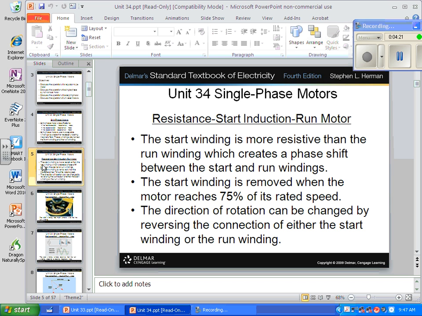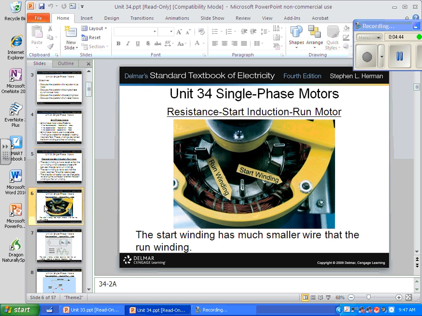I want you to take a good look at this. The start winding is more resistive. What makes it more resistive? It has higher resistance. Why? It's a little tiny winding and it's long, so it's got more resistance. And where is it? Near the outside. What do we call the outside of the motor? The frame. Which one is closer to the frame?